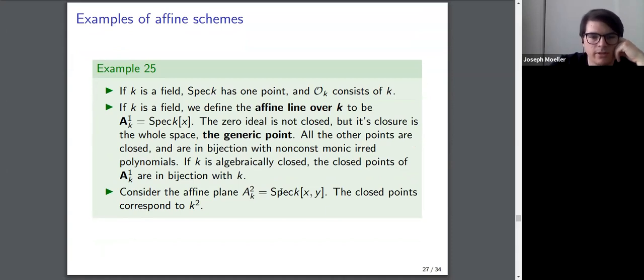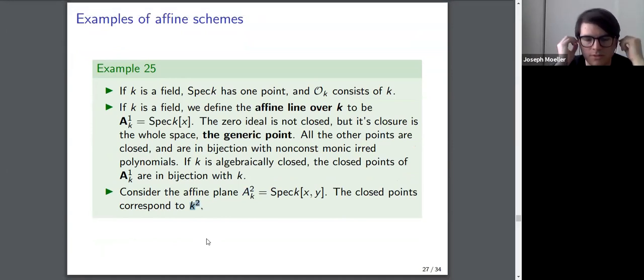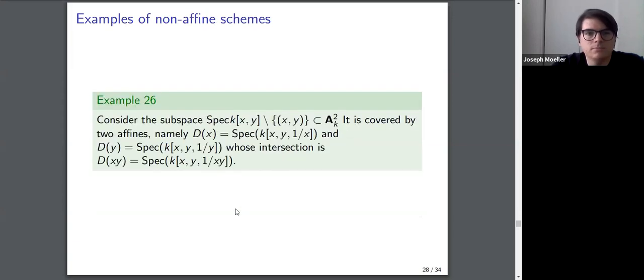And a similar story plays out for higher dimensions. You take more variables and you get a higher dimensional affine space, and the closed points correspond to just taking the field and taking multiple copies of it. So when you look at the closed points, it looks like ordinary algebraic geometry, I guess. And so here's an example of a non-affine scheme.